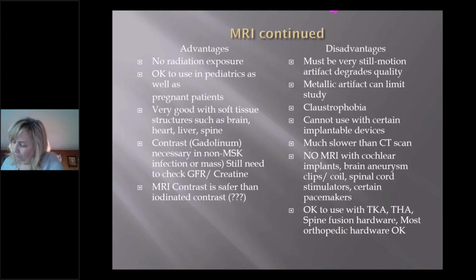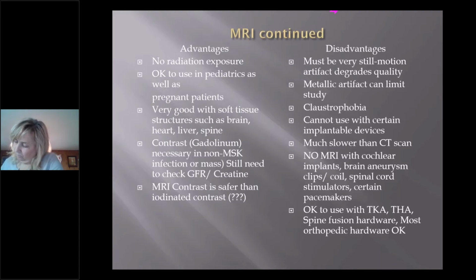So claustrophobia, big issue. Can't use it with certain implantable devices, like cochlear implants are a no-go. Most pacemakers are a no-go. There are certainly some pacemakers out there that are MRI compatible. Patients know it. They have a card that says it. A lot of times it'll still get reviewed and looked at, and there's a book that Radiology keeps to look all that stuff up. Spinal cord stimulators, no-go. Pain pumps, no-go.